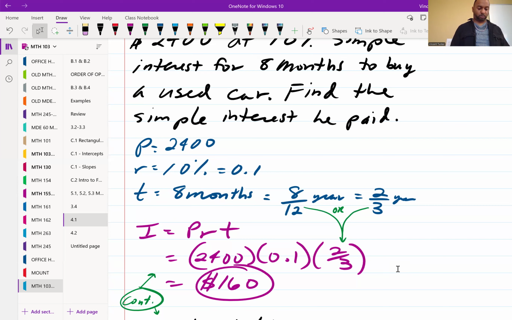Will they still be the same if we use that zero in front of the point? Yeah, it'll be the same. Yep, 0.1 and .1 are the same.